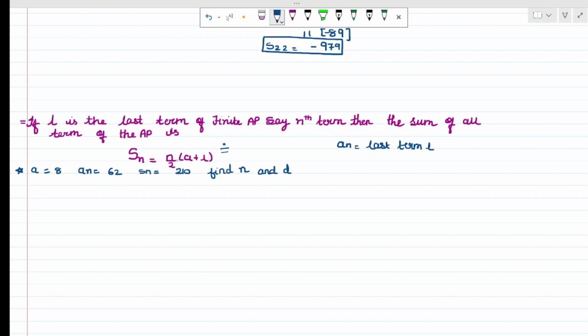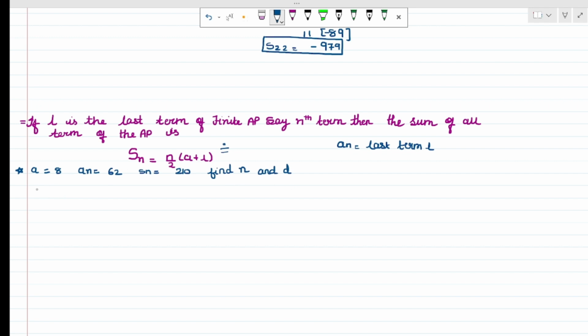Sn is equal to n upon 2 (a plus L). So in this case, when you have to find Sn by this formula or the above mentioned formula, you should keep in mind that your An should be given. That means your last term should be given. When there is a last term given in your questions, then you can apply this formula. Here I have given a is equal to 8, Sn is equal to 210 and An is equal to 62. I need to find my n and d.